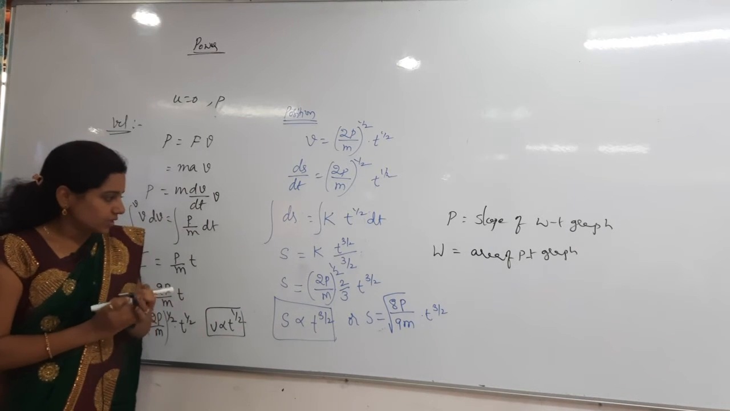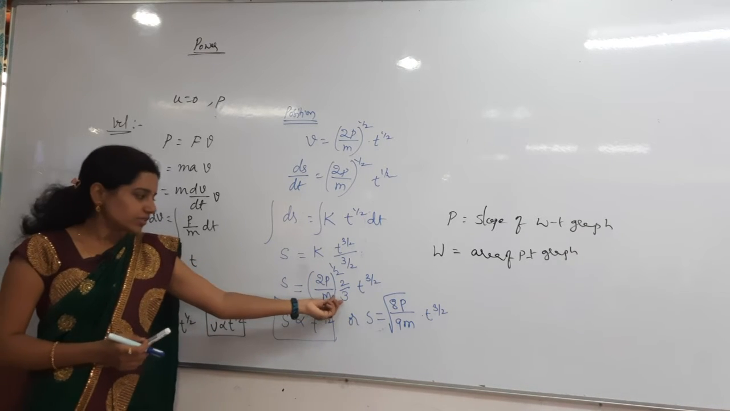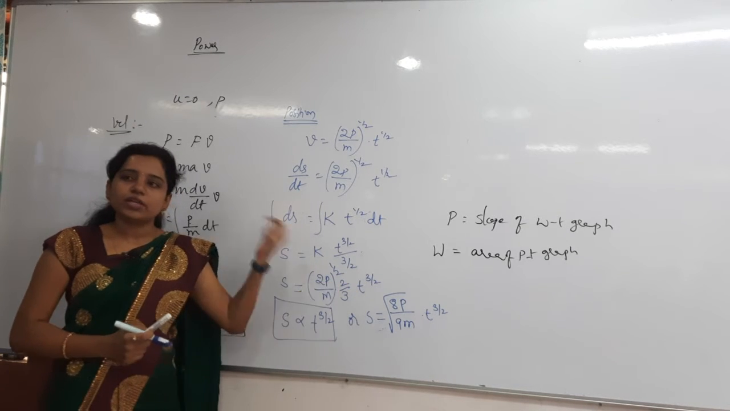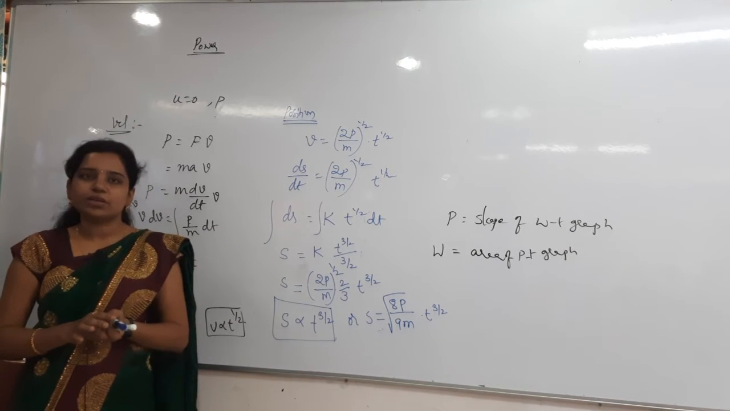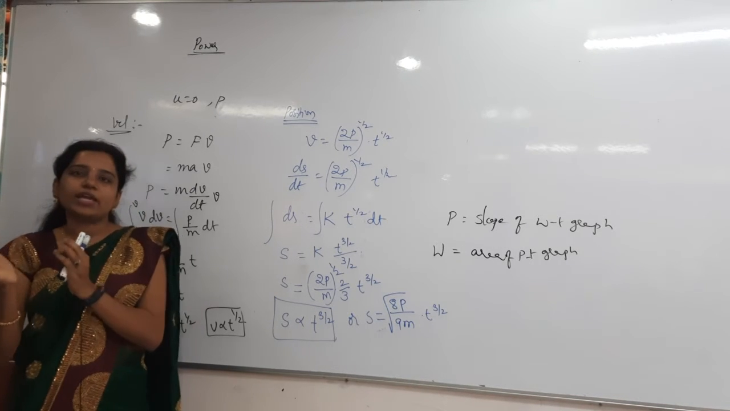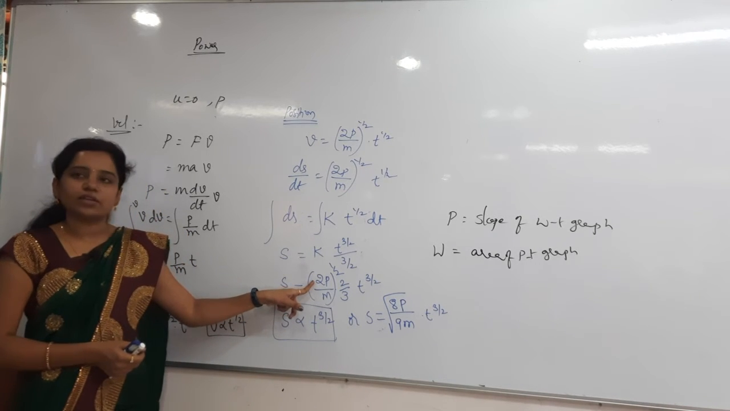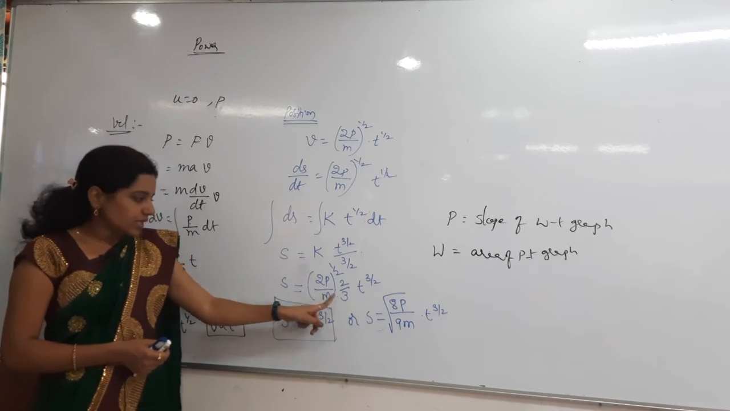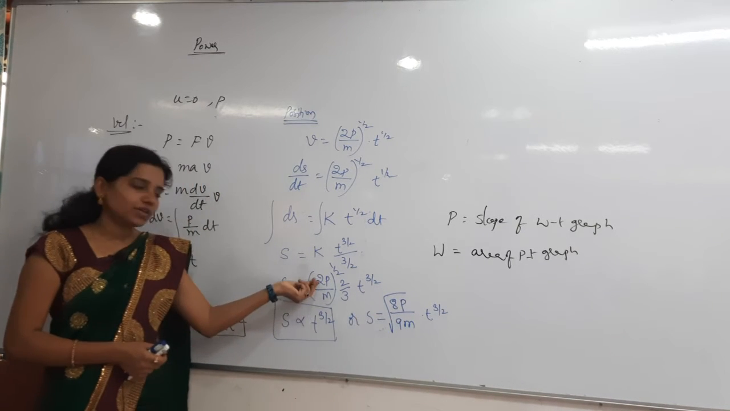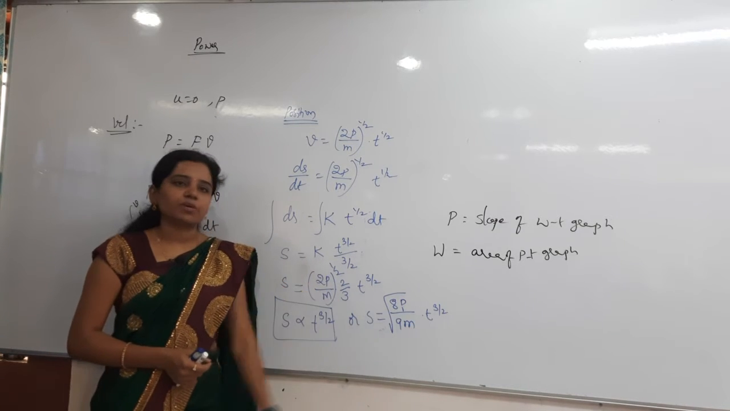Here I have written simply 2 by 3 is there, outside of the bracket. I want to send it inside of the root, whole power 1 by 2, root only, no? If 2 is going into the root, it becomes 4; if you take 4 out of the root, it becomes 2 only. If you take 9 out of the root, it becomes 3. So 2 I send inside and set it as 4, 3 I send inside and set it as 9. So 8p by 9m, here already 2 is there, no? 4 into 2 becomes 8. 8p by 9m into t power 3 by 2.